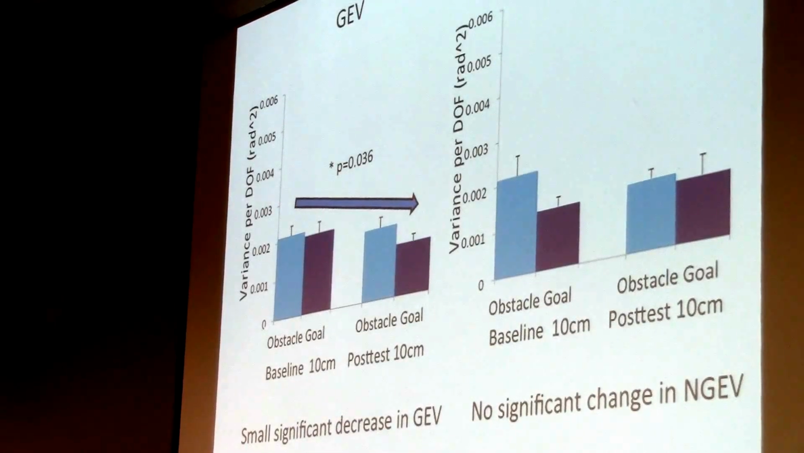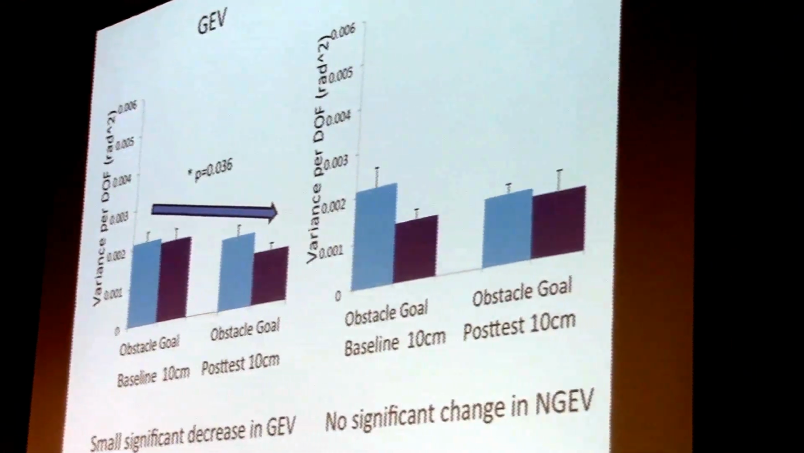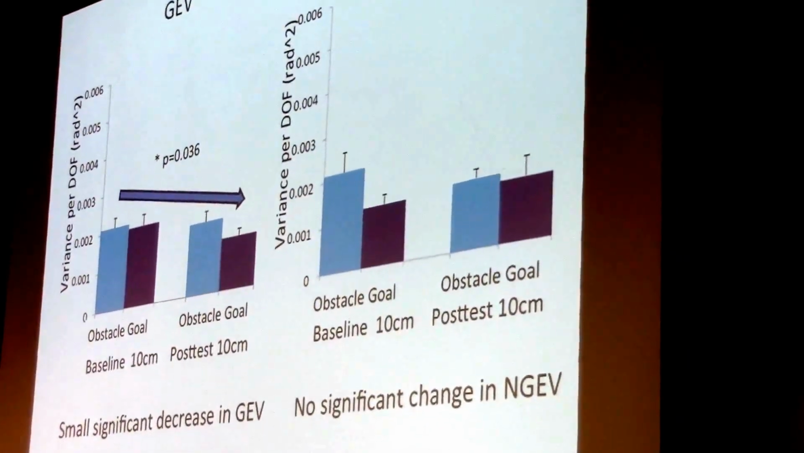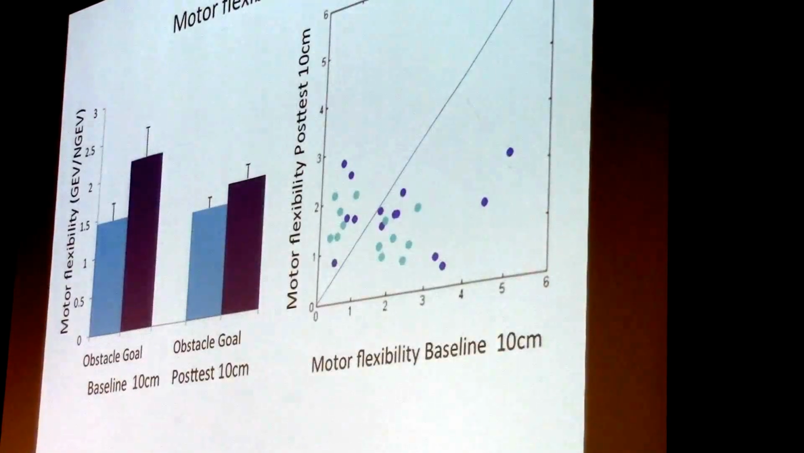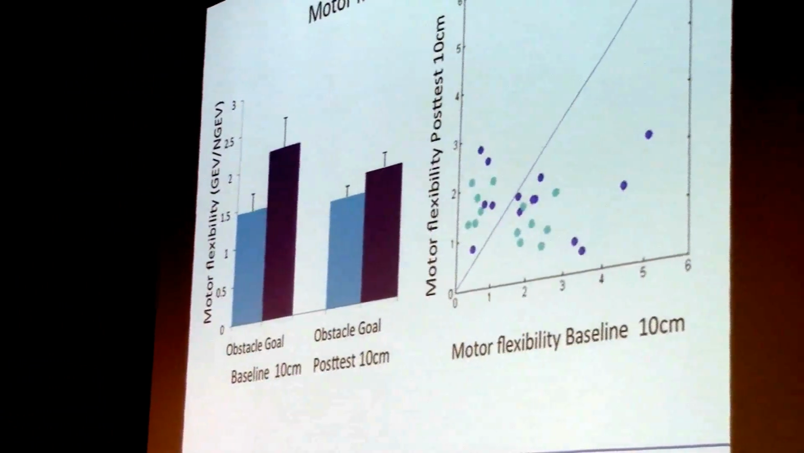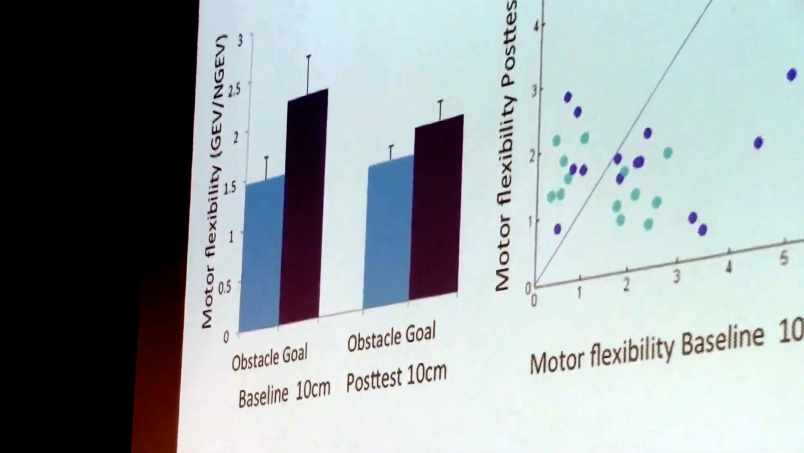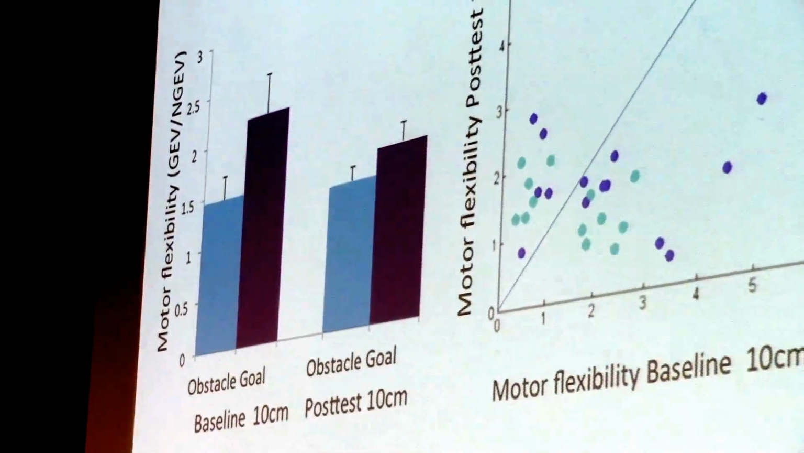The non-Go equivalent variability, the graph is exactly the same as the left one, only there's the non-Go equivalent variability on the y-axis. And you can see that there is some change, but it's not a significant change in non-Go equivalent variability. The ratio of these two variables is the motor flexibility. So the motor flexibility is on the y-axis of the left graph, and the rest of the graph is built up like the last one. And you can see that there's some change from the pre-test to the post-test.